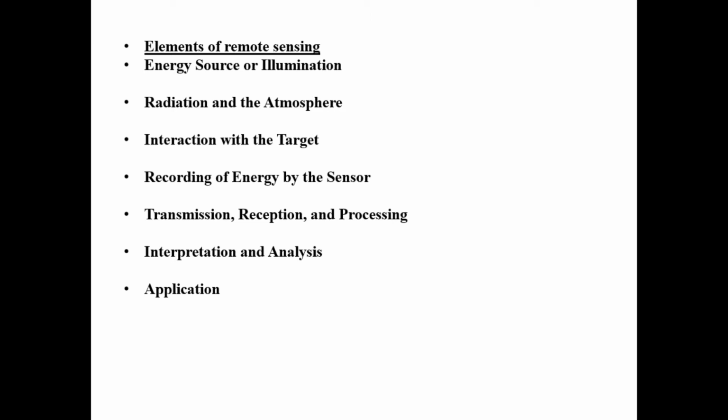and the earth object reflects the energy which contains information about the object. The satellite records the energy and transmits it to the ground station. In the ground station they use some interpretation techniques and analysis to extract the information about the object, and it is provided to the user. Based on their decision making, they will apply it in different applications.